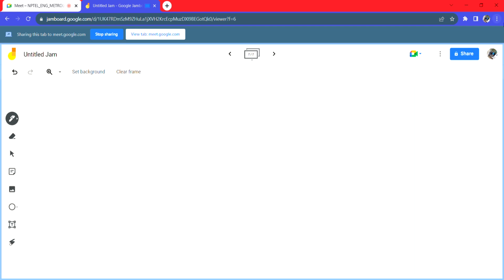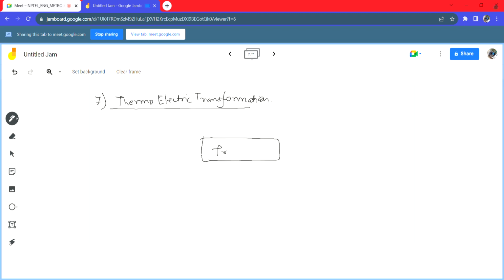Fine. The next kind of energy transformation that is very common, and the last possibly, is the thermoelectric energy transformation. So in this, what we do is, with this transducer, we apply electric signal, and what we get here is thermal energy or heat.